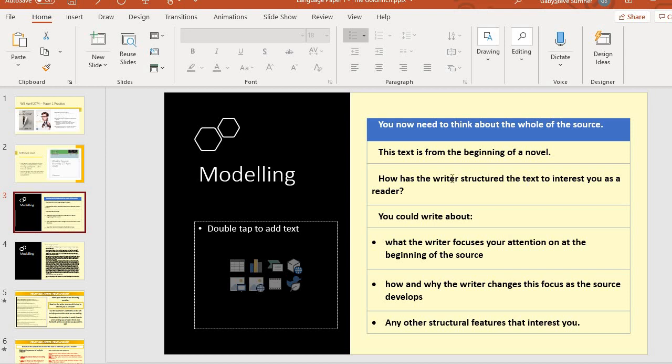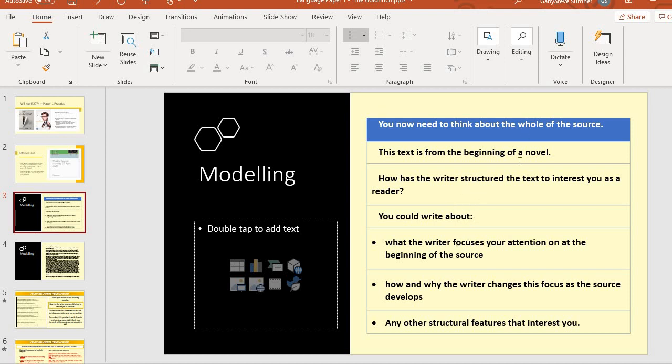Now, we're coming back to this idea, how has the writer structured the text? That structure is a deliberate process the writer goes through. It's intention. It's not just accident. They haven't just woken up one morning and thought, well, I'll write a novel today, and then built it like that. How have they structured the text to interest you as a reader?